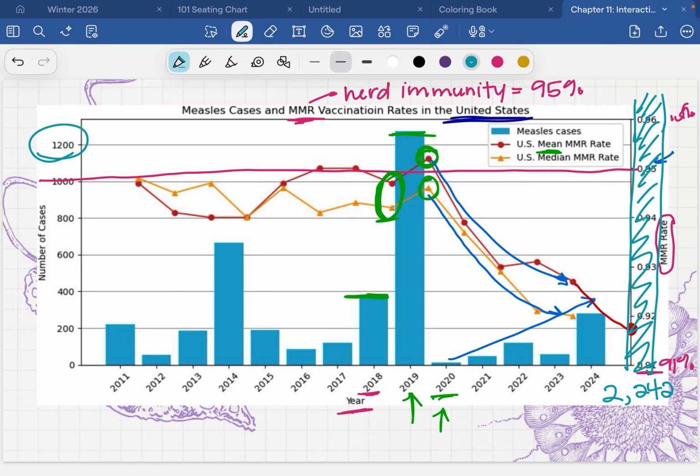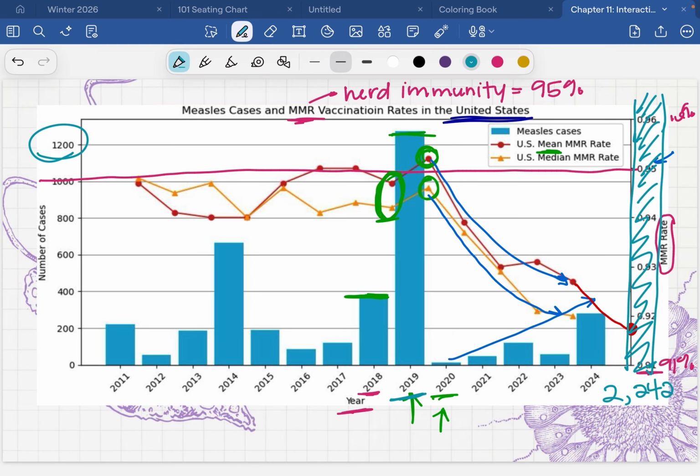So we almost doubled the number of cases from our most historic year of measles. So that's a dangerous precedent to be setting. But the important thing to note here is that as the number of vaccinations go down, the number of infections goes up. As we decrease our immunity, the number of infections is going to go up.